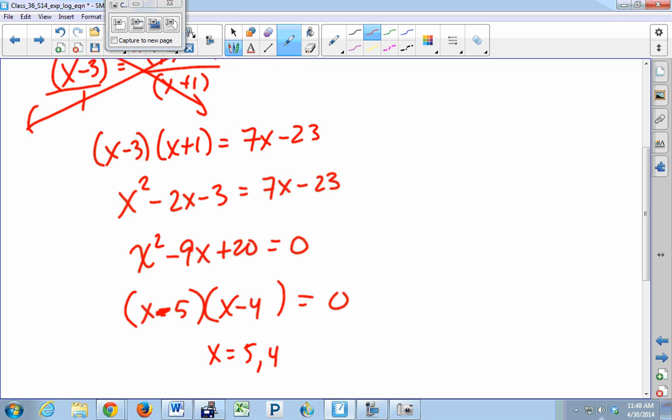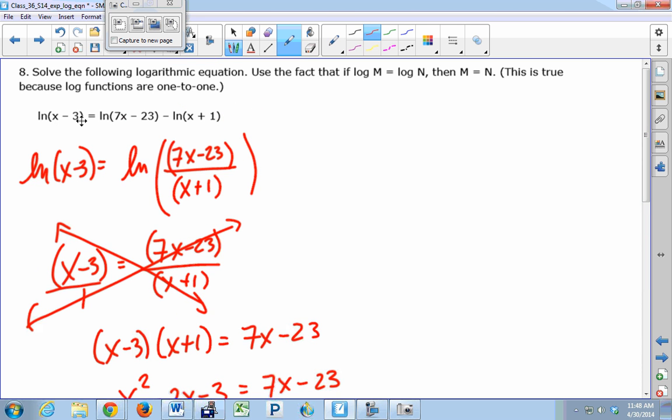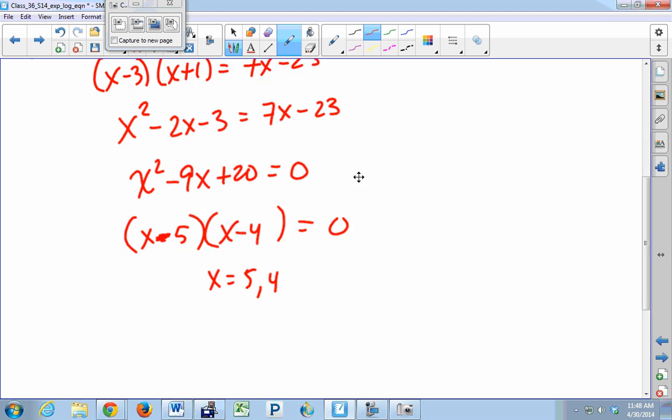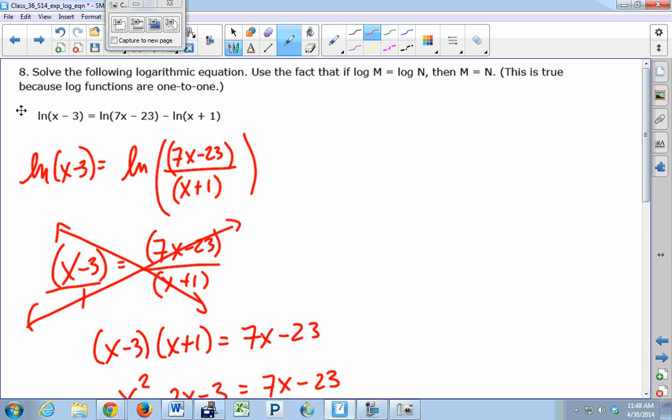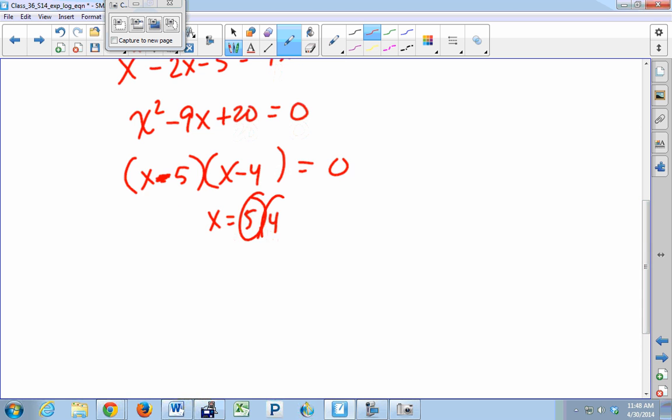Check it back in your original equation and make sure when you substitute 5 or 4 in for x, you don't get a negative number. So let's see. 5 minus 3 is 2. Okay there. 35 minus 23, positive. 5 plus 1, positive. So 5's okay. Let's try 4. 4 minus 3 is 1. Okay. 28 minus 23 is 5. Okay. 4 plus 1. Okay. So this has two answers.